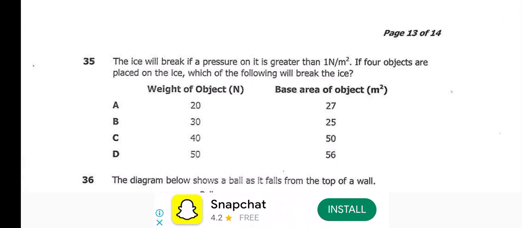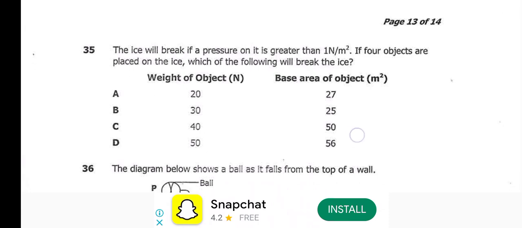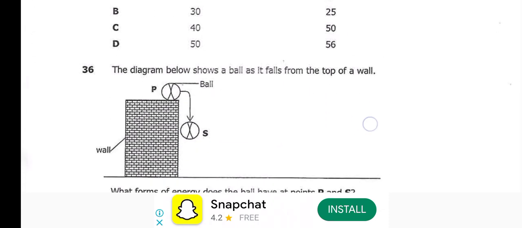So we are going to divide 20, which is the force, by 27. The answer will be 0 point something. Then 50 divided by 56, the answer will be 0 point something. 40 divided by 50, the answer will be 0 point something. So the correct answer is B, because 30 divided by 25 gives 1 point something, which is greater than 1. So the correct answer is B.